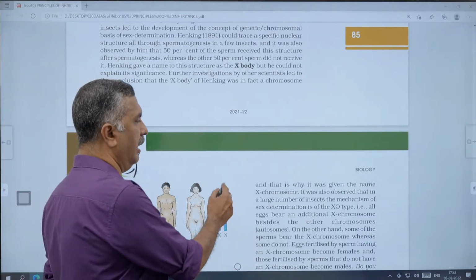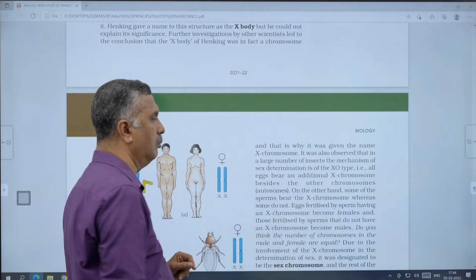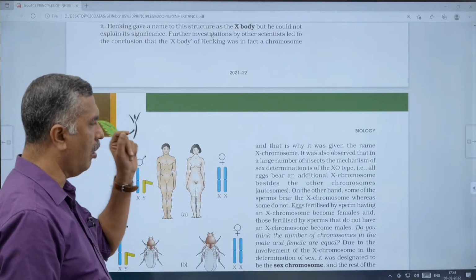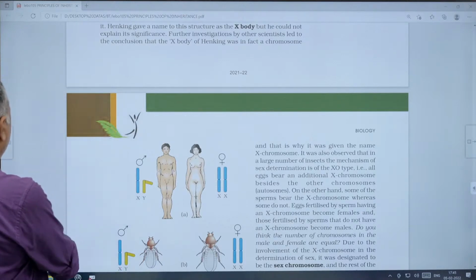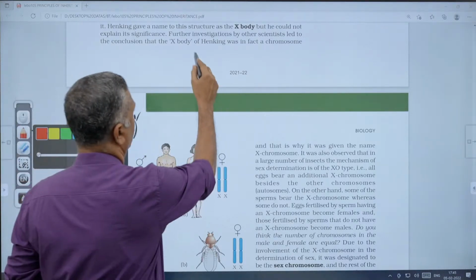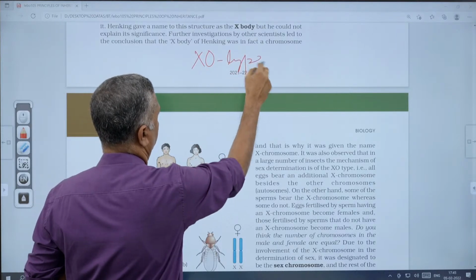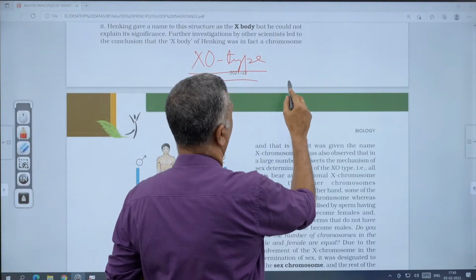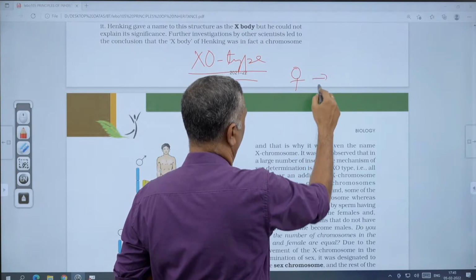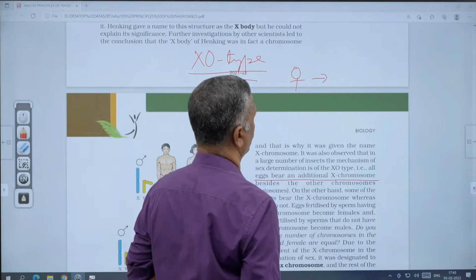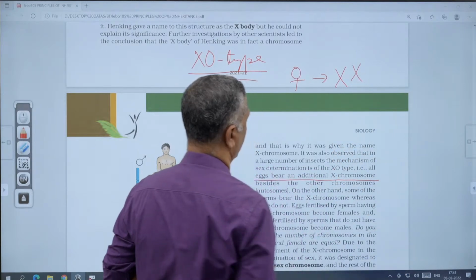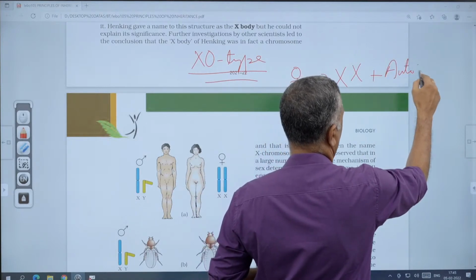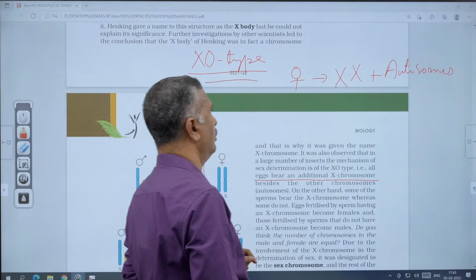It was also observed that in a large number of insects, the mechanism of sex determination is of the XO type. In most insects, the sex determination is called the XO type of sex determination. Here, in the case of XO type of sex determination, all the females bear an additional X chromosome. There will be two X chromosomes besides the other chromosomes, that is, besides the autosomes, two X chromosomes in females.